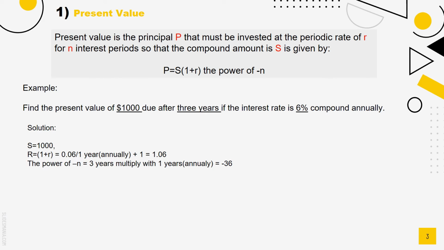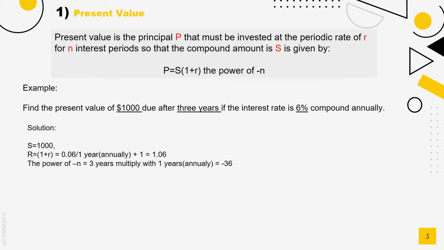So the n is interest periods, right? In the question, the interest period is 3 years. To get the value of negative n, the 3 years we must multiply by 1. Why 1? 1 year. Why? Because the compound interest is annually, and you get the value of the power of negative n is 36.